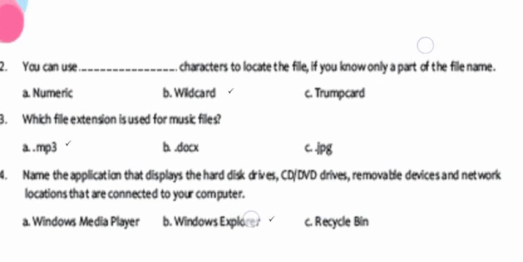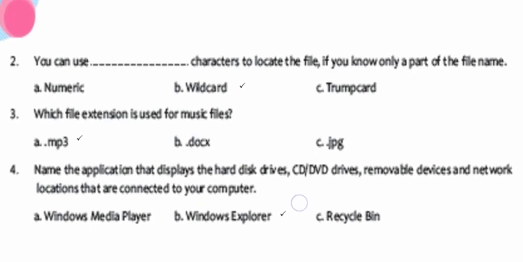Next question. You can use dash characters to locate the file if you know only a part of the file name. Options are A. Numeric, B. Wildcard and C. Trump card. So what will be here? Yes, option B is correct. Wildcard. Question number 3. Which file extension is used for music files? Yes, correct option is A. .mp3.